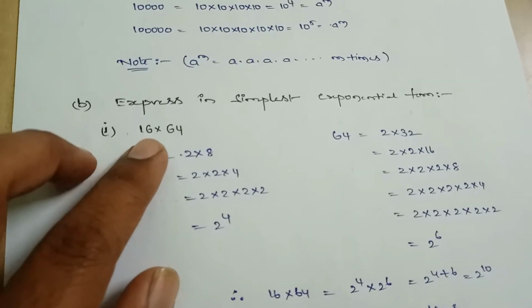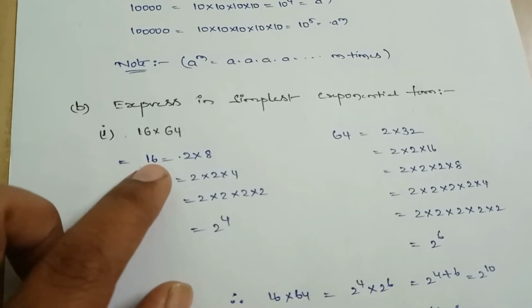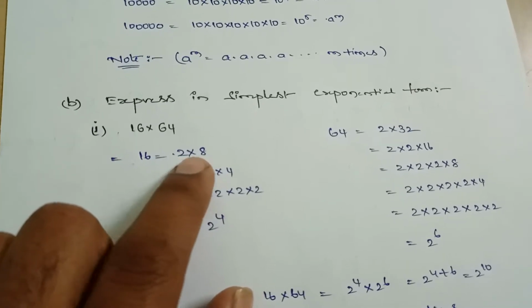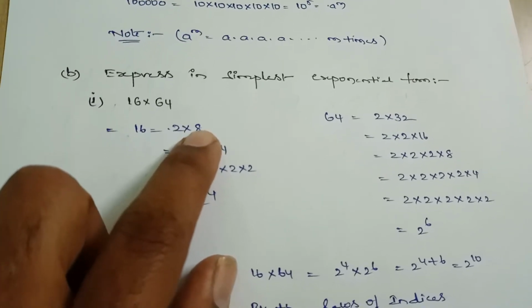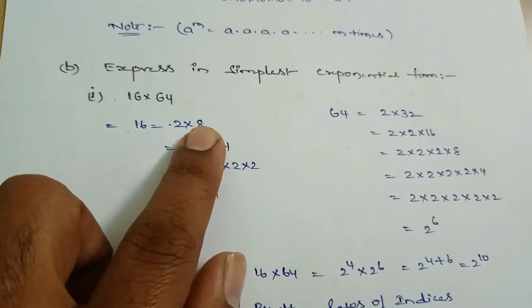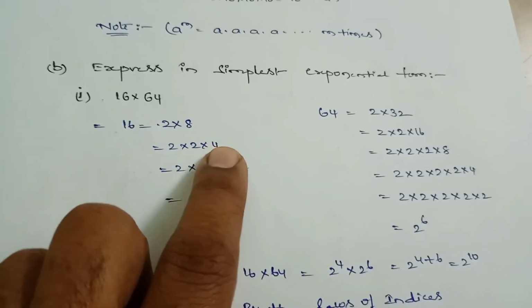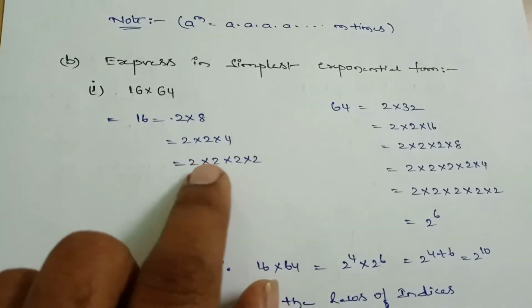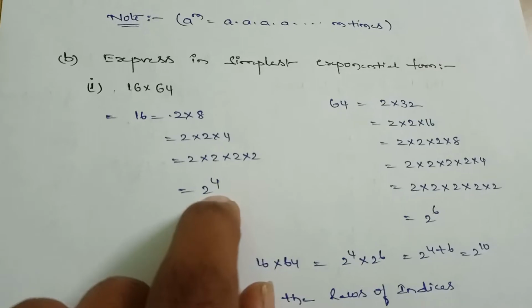Okay, so first take down the first term. 16 can be written as a product of 2 terms, that is 2 is a prime, 8 is a composite. So again this 8 can be written as a product of prime numbers, so 2 into 4, and 4 can be written as 2 into 2. Now 2 cannot split further, therefore this can be written in exponential form.